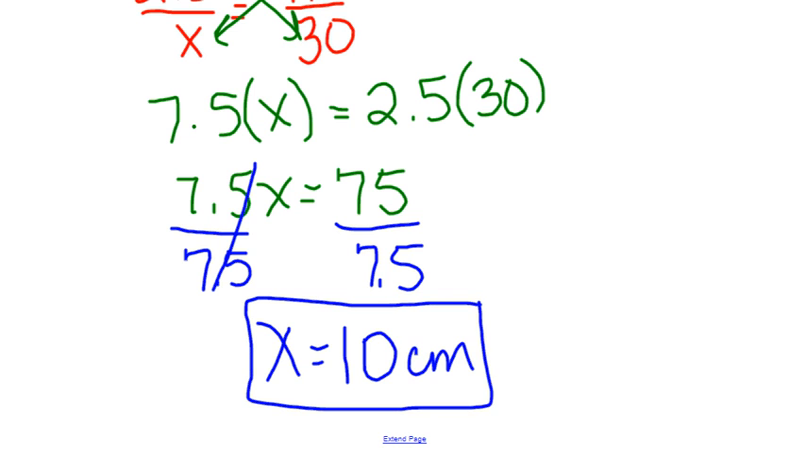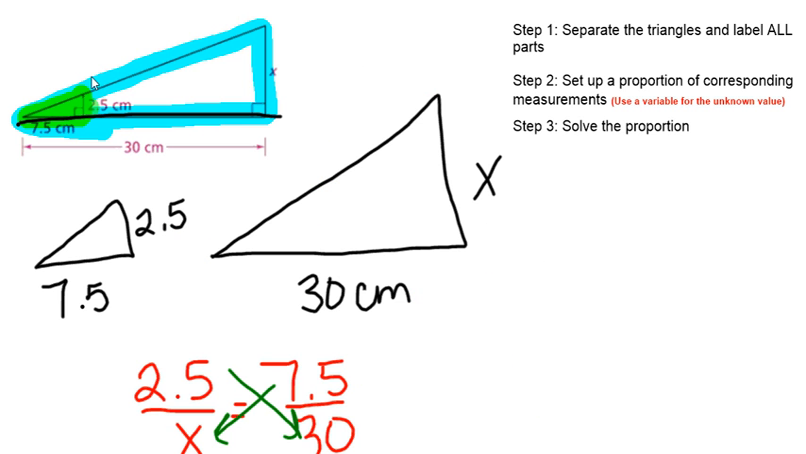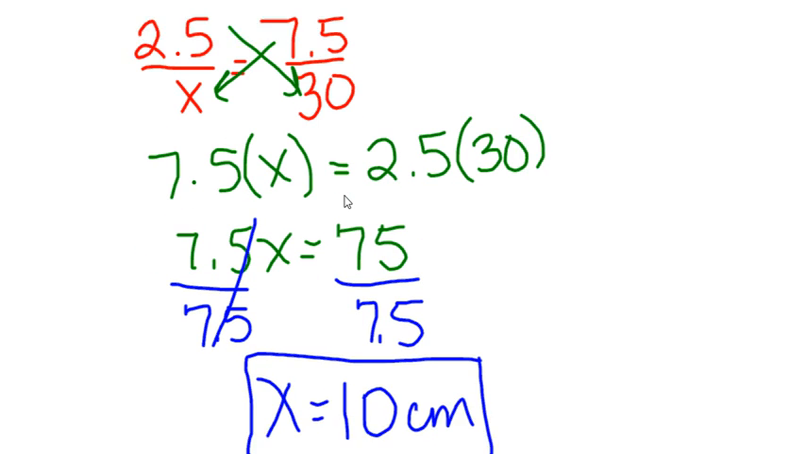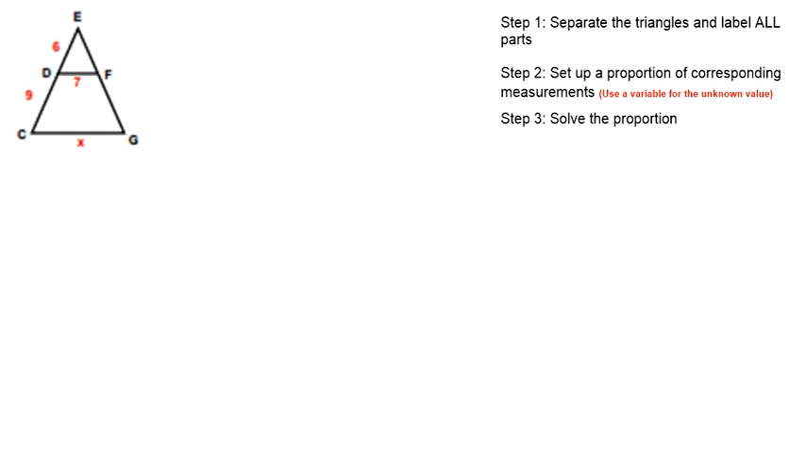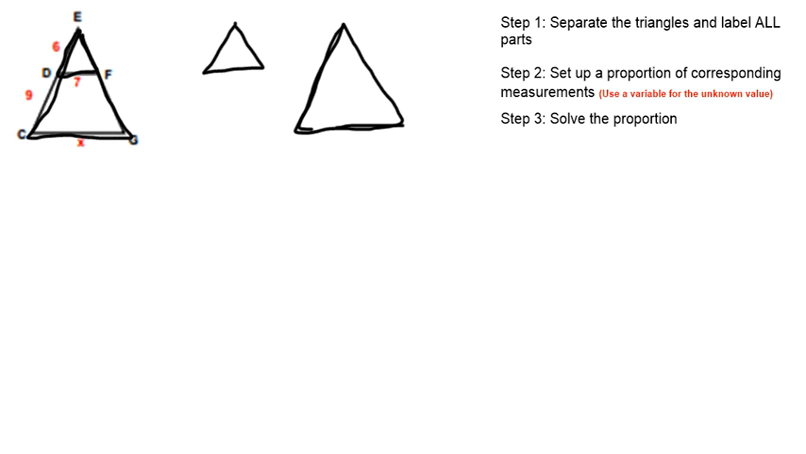Okay, again, I started off with a triangle within a triangle. I separated the two of them, labeled all my parts, and then I just cross multiplied and solved. I have another example for you, but this one's going to be a little tricky, only because they actually don't give you all of the parts. So I'm going to start off by separating the triangles. I know I have a small one, which is EDF, this one right here. And then I have a big triangle, which is ECG.